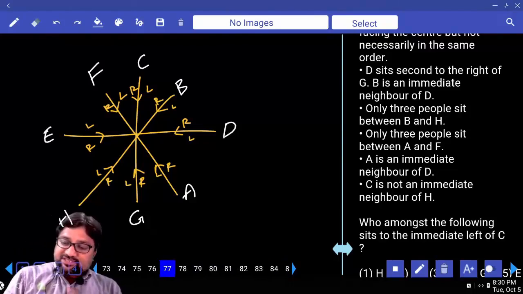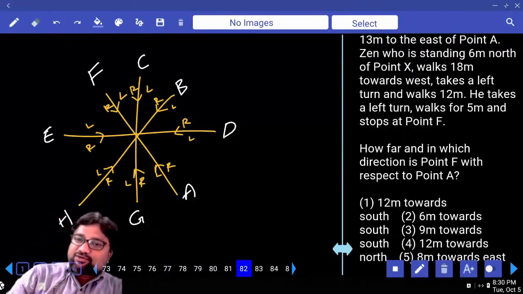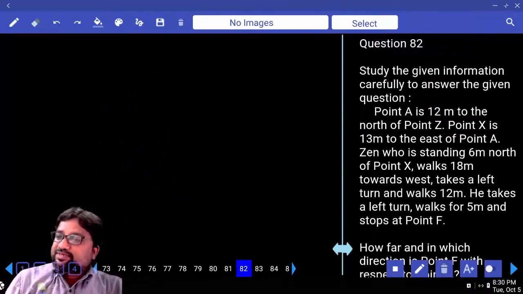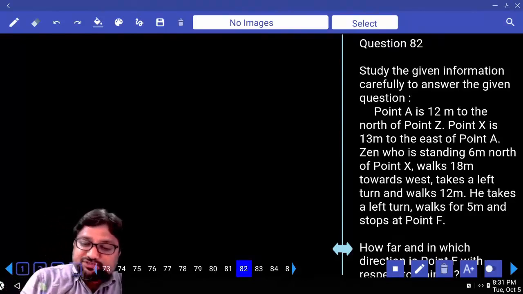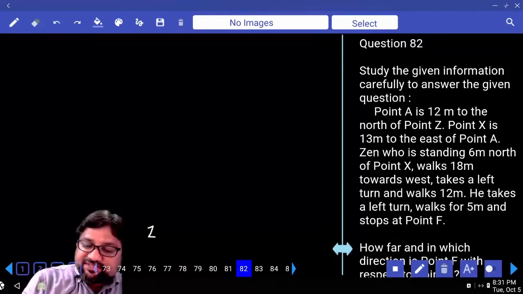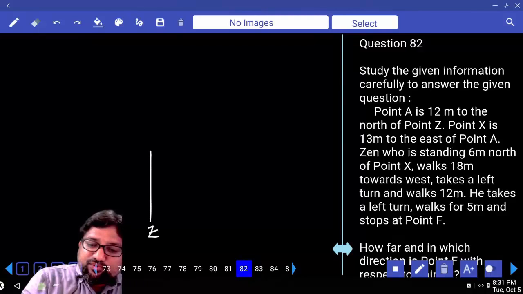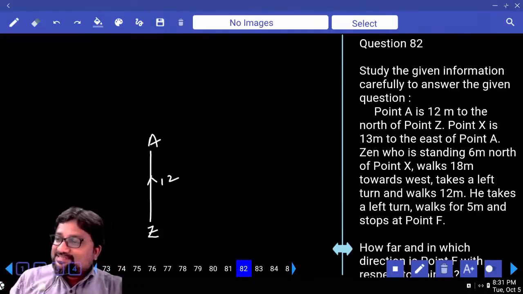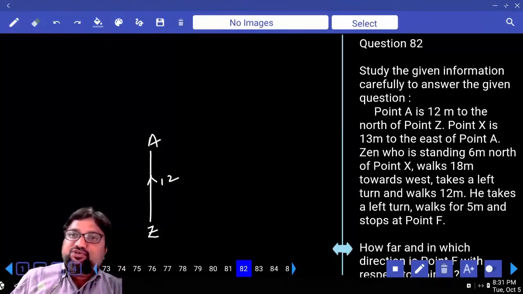Let's go for the next question, and this is 82. This is on directions. Point A is 12 meters to the north of Z. If this is Z, point A is 12 meters to the north of Z. X is 13 meters to the east of A.